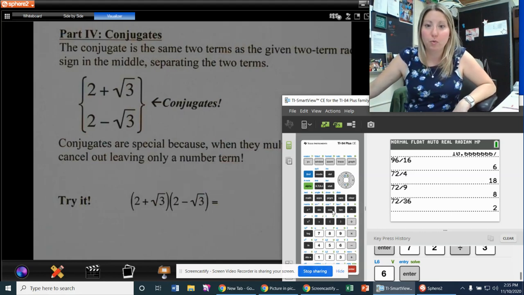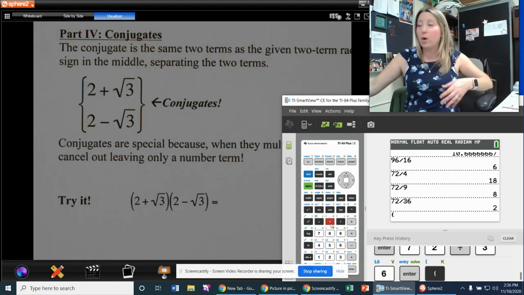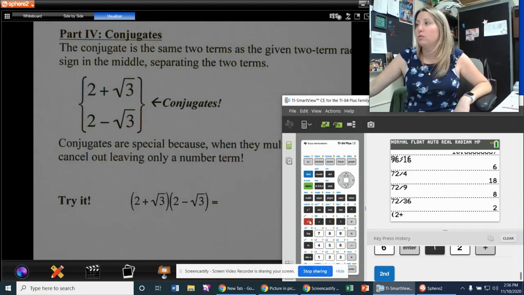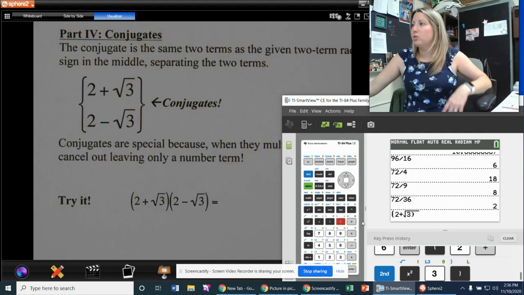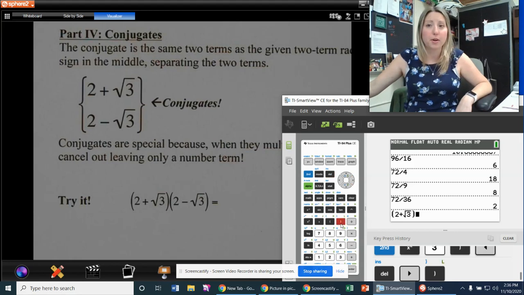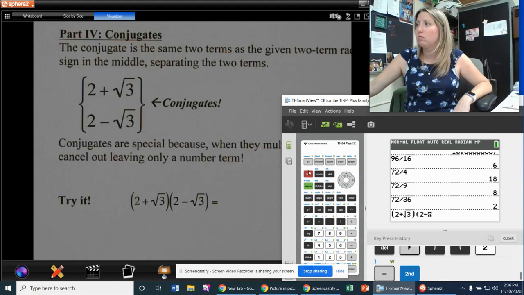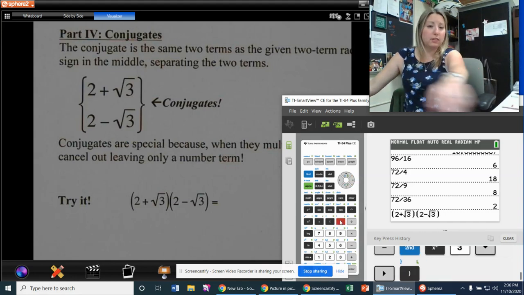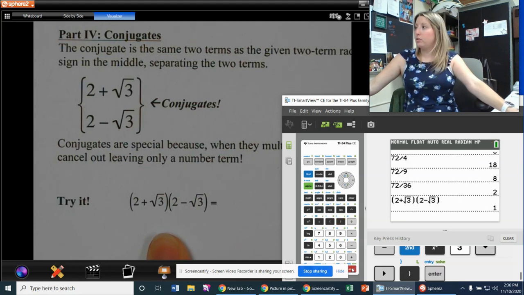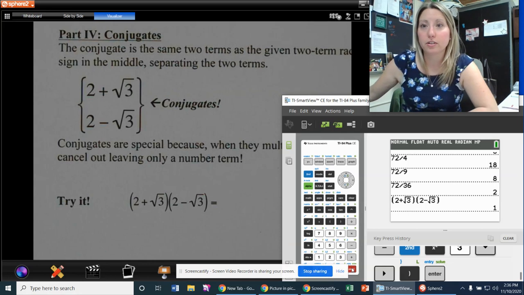So let me show you. You've learned how to FOIL the long way, but when you have a conjugate situation, you do not have to. So notice I'm writing, oops, let me go back. Got to get out before I end my parenthesis. There we go. I'm writing the first binomial, and then I'm going to write the second binomial. Come out before you hit the end parenthesis. So that's exactly the problem I have here. And I press enter, and I get an integer answer.